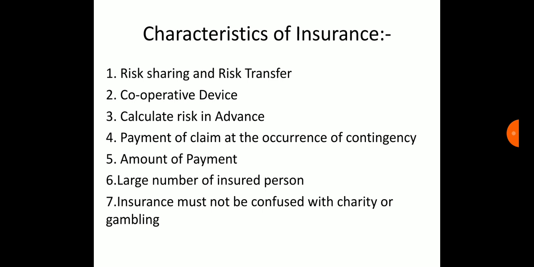Second, cooperative device. A group of persons who agree to share the financial loss may be brought together voluntarily or through publicity or through solicitations of the agents. An insurer, by insuring a large number of persons, is able to pay the amount of loss. Like all cooperative devices, there is no compulsion here on anybody to purchase the insurance policy.